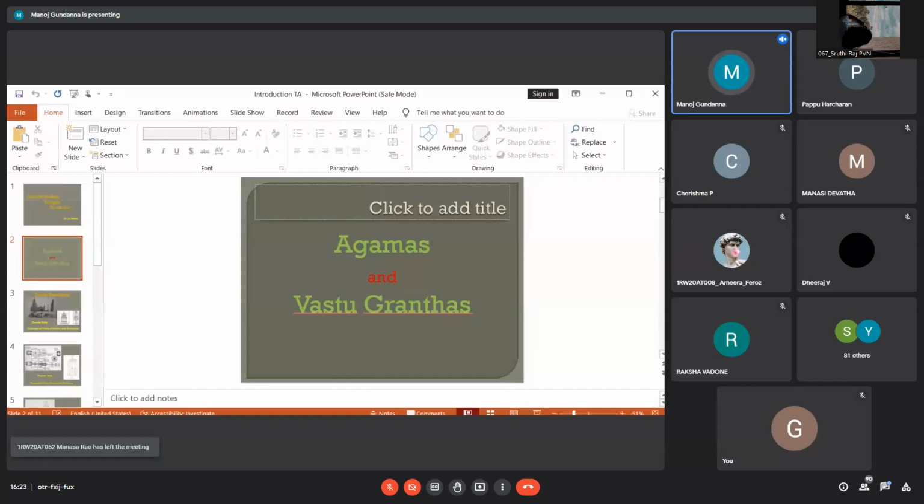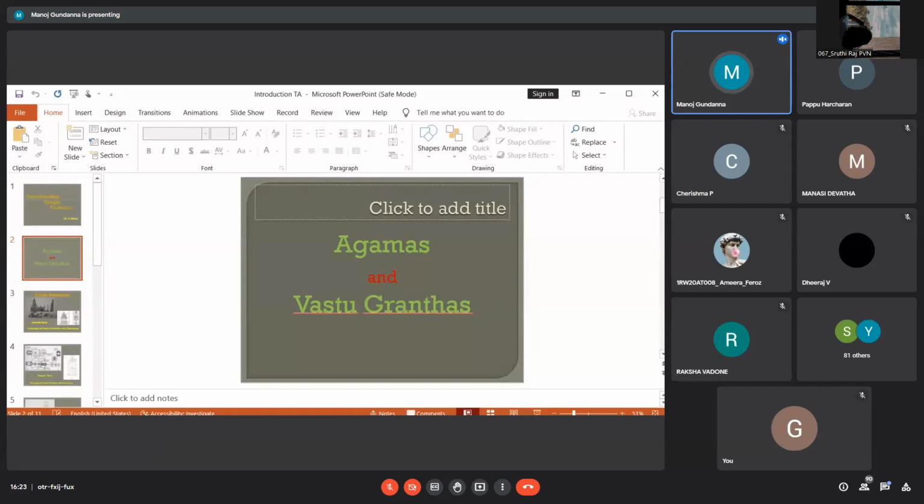And there are innumerable Vastu Granthas, more than 500 or 600, of which only a few Granthas have been published till date. To quote some examples, we can take Granthas like Mayamata, Manasara, Kashyapashilpa Shastra. These are all Granthas which talk about the Indian architecture system.